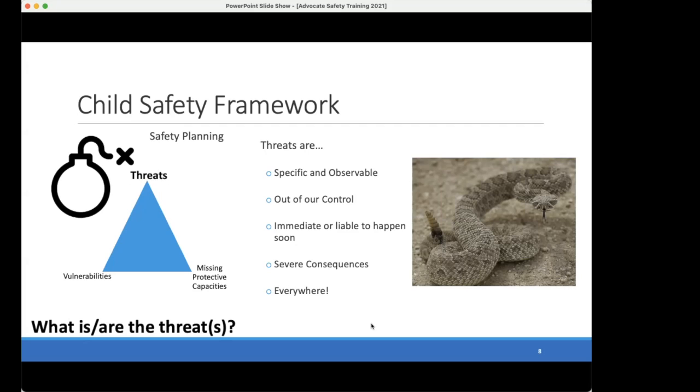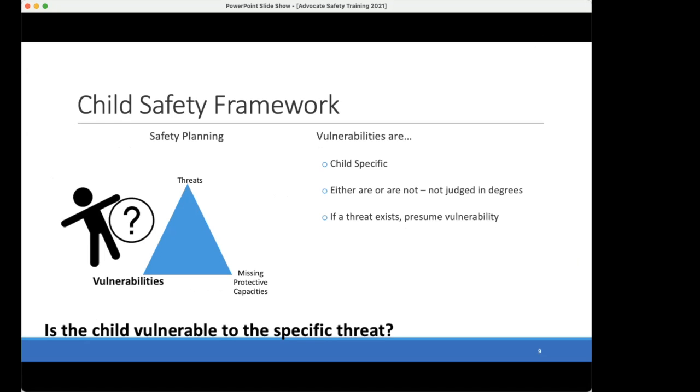Okay, those are threats. Let's talk about the second leg of the triangle, vulnerabilities. This one's pretty easy too. Vulnerabilities are child specific. A threat may be a threat, or a child may be vulnerable to a threat. So a 3-month-old may have a different vulnerability than a 16-year-old when talking about a threat.